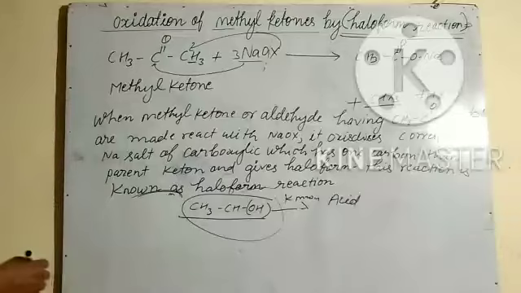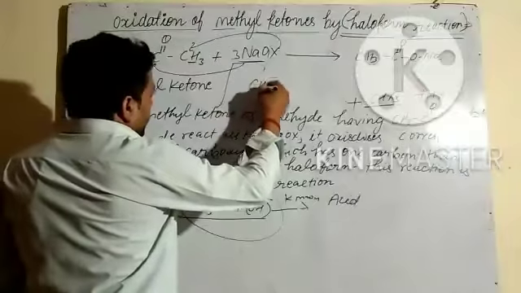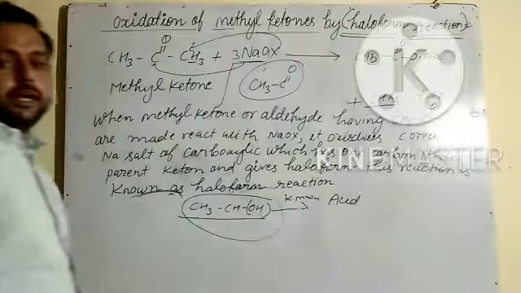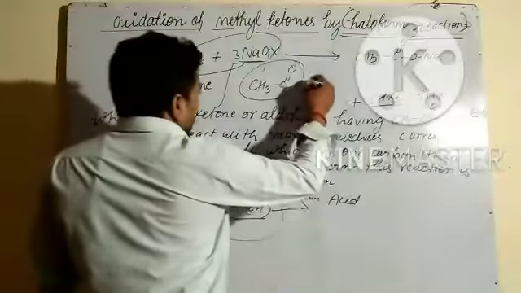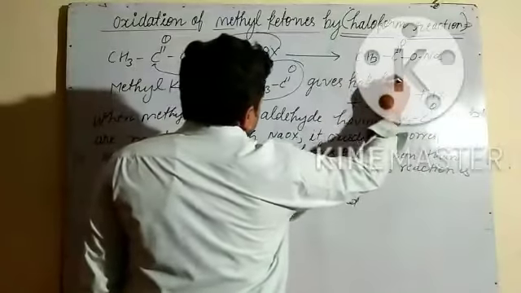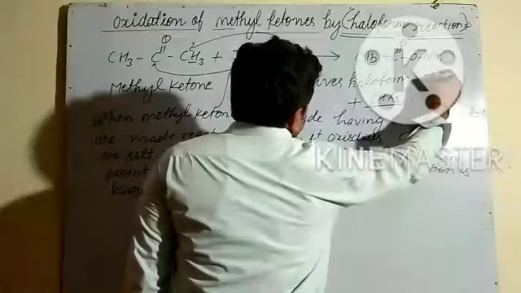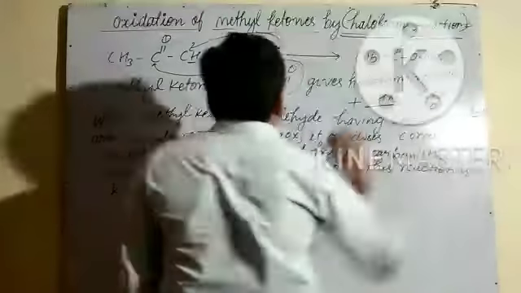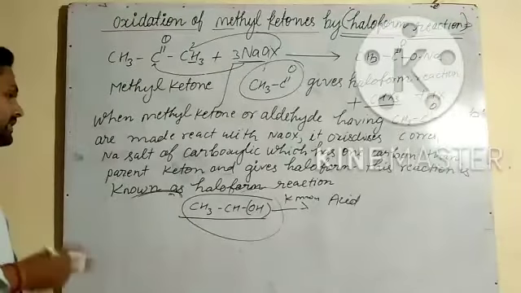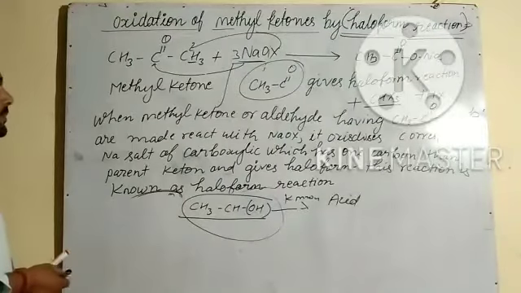So what is the criteria for haloform reaction? Any carbonyl compound containing this group gives haloform reaction. So all of you remember this point. Some compound may be given and you may be asked whether this compound will give haloform reaction or not. So this point you have to remember.